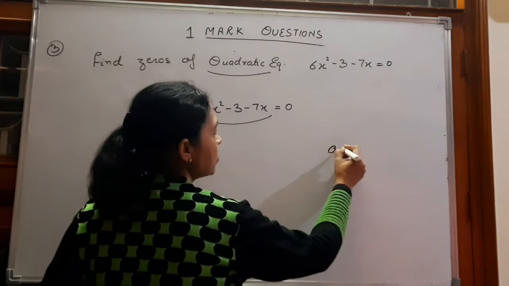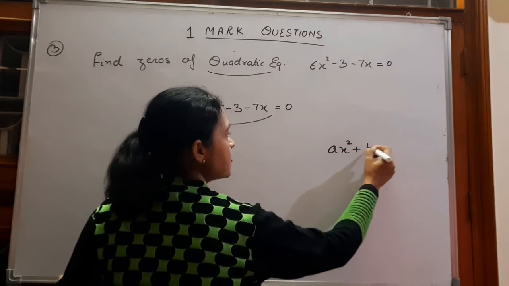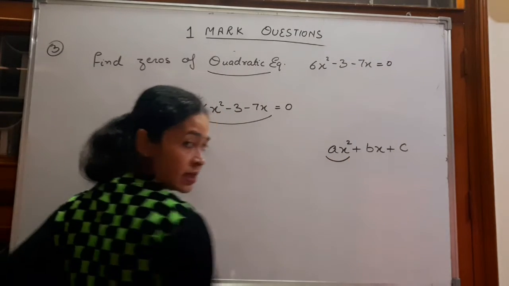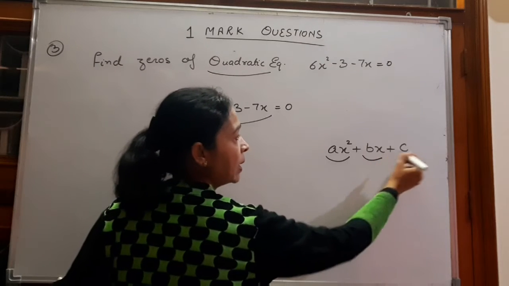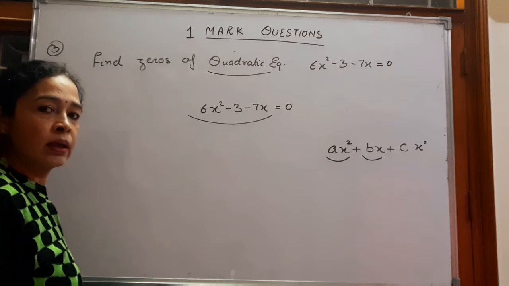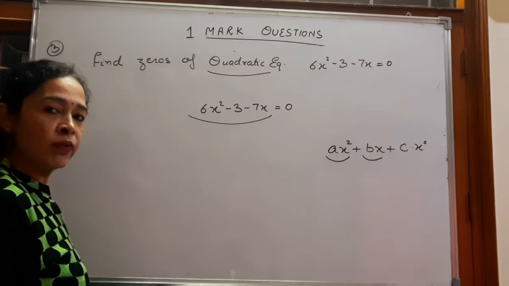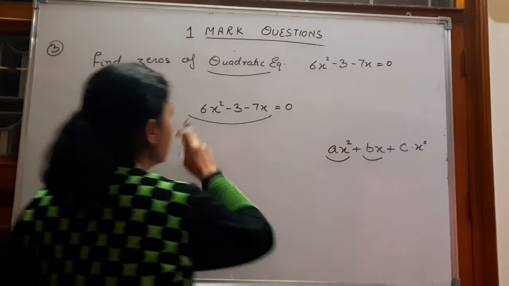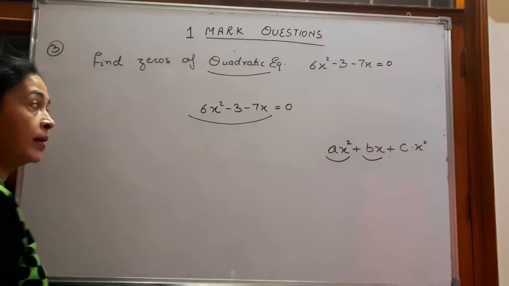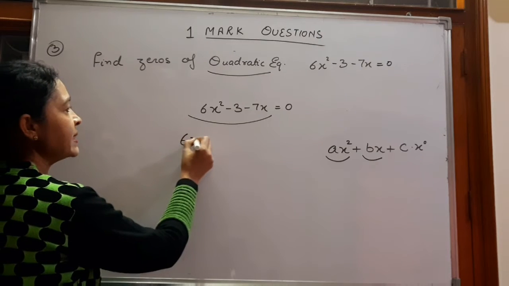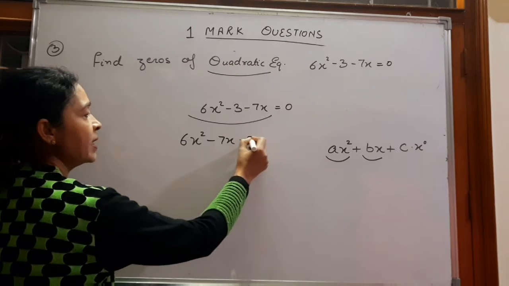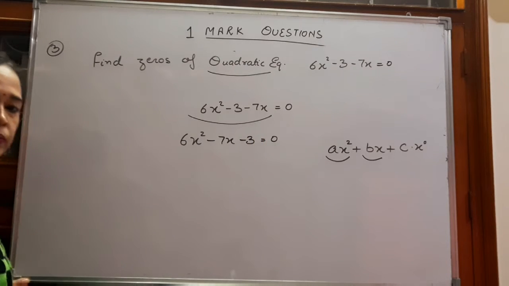Our general form is ax square plus bx plus c. Here the power of x is 2, then 1, and then we can write x to the power 0. x to the power 0 is 1. The power of any number, 2 to the power 0 is 1, y to the power 0 is 1. Here we have x to the power 2, then 0 and then 1. First we will rearrange our equation. We will write 6x square, power 2, minus 7x and then minus 3 equals 0.